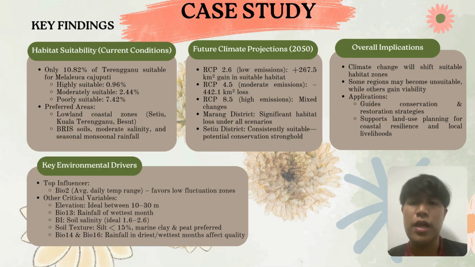Key environmental drivers influencing habitat sustainability include the average daily temperature range BIO2, optimal elevation 10 until 30 meters, rainfall during the wettest month BIO13, and soil salinity index 1.6 until 2.6. Additionally, the species favors moderate site level and specific ecology, such as marine clay and peat.